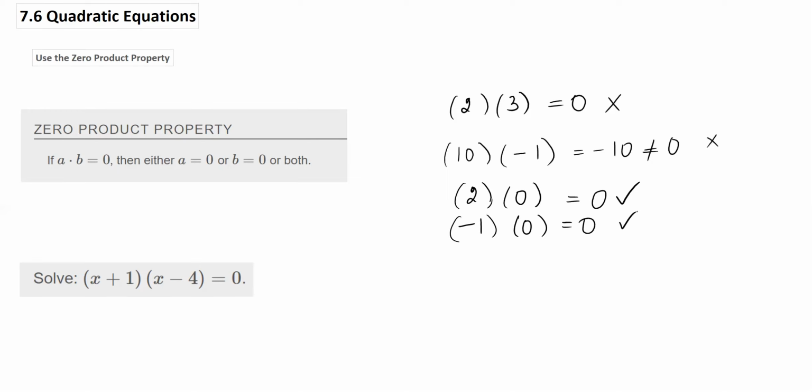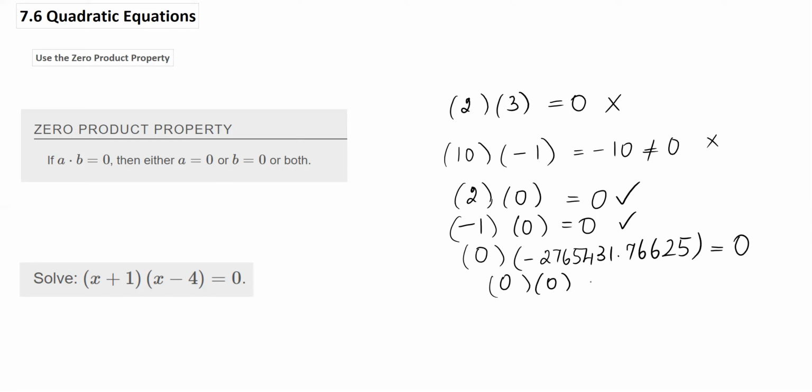And if I choose negative 1 as one of my numbers, then the other one must definitely be 0 to get a 0. If I choose the first number to be 0, the other one can be any number, because 0 times any number is going to give me a 0. So I could think of negative 2765431.76625, some crazy number. 0 times this would still be a 0, so it doesn't matter. And if we had both of them be 0, that's also going to be 0.